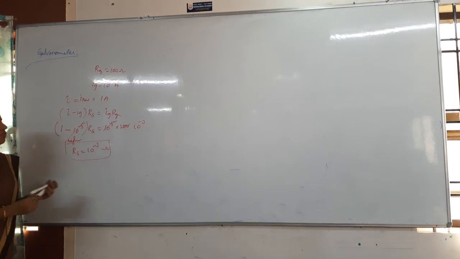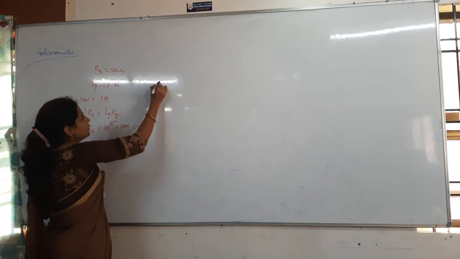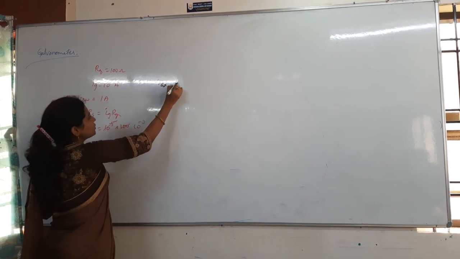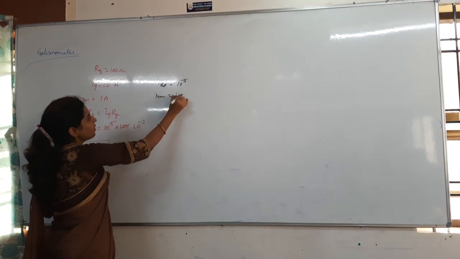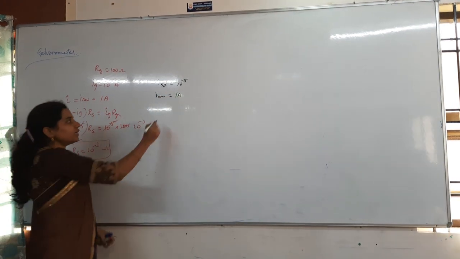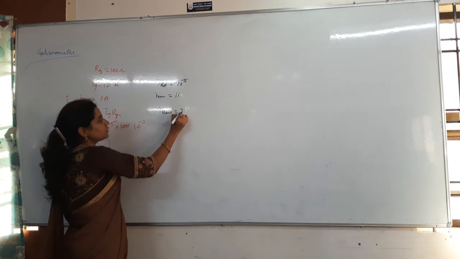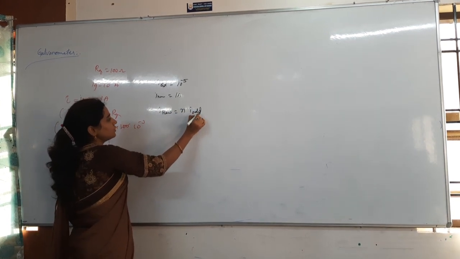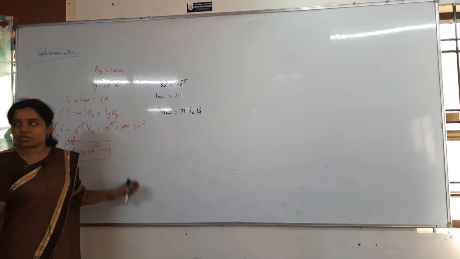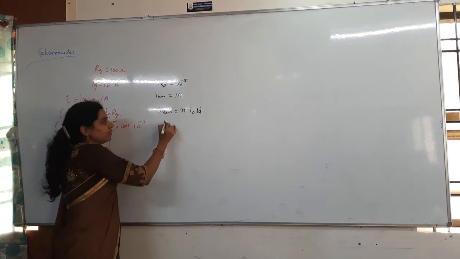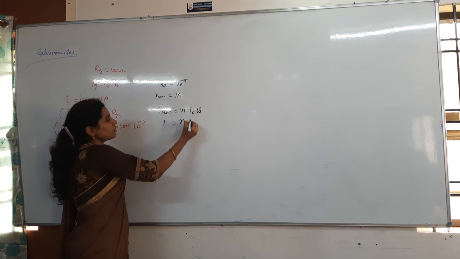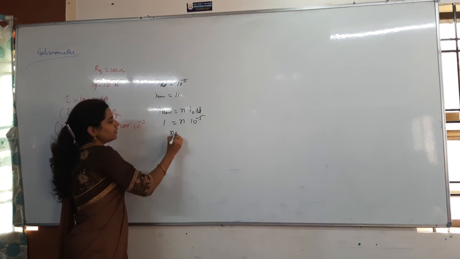And also in terms of n we can get the answer. So I volt, Ig is equal to how much? 10 power minus 5. I new is equal to how much? 1 ampere. So what can I write here? I new is equal to n times I volt. Correct? Now I new is how much here? 1 ampere, and n into I volt is 10 power minus 5.